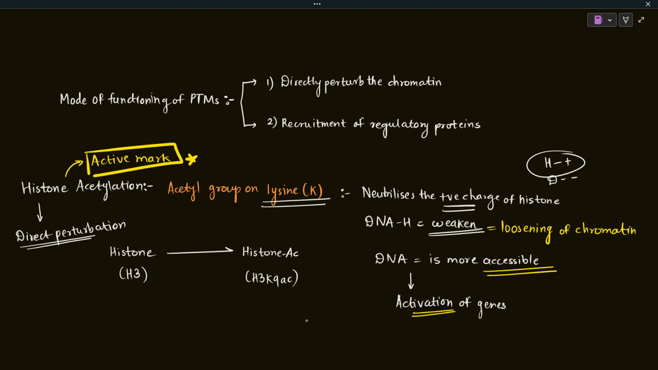We will learn about the enzymes which are going to do the histone acetylation. Those enzymes are known as HATs, histone acetyltransferases. We will learn about HATs as well as histone deacetylases in the next lectures.